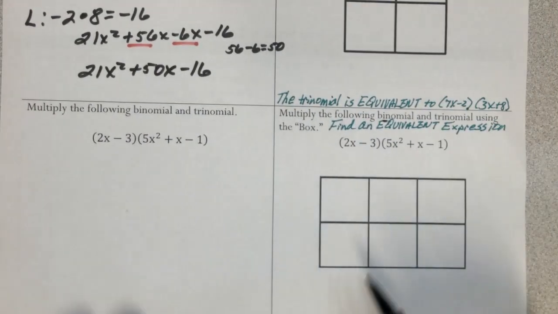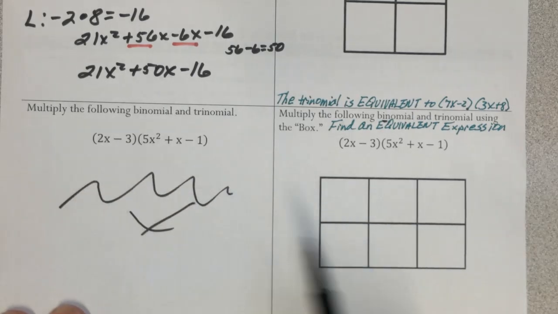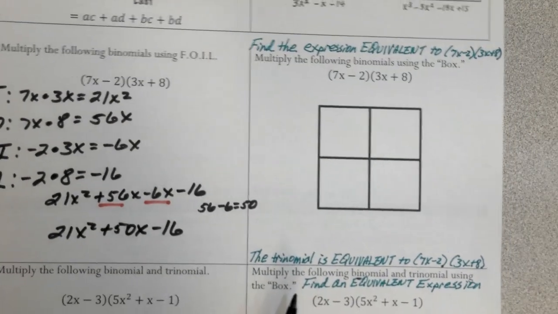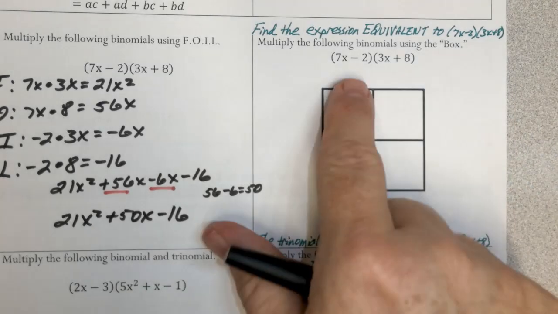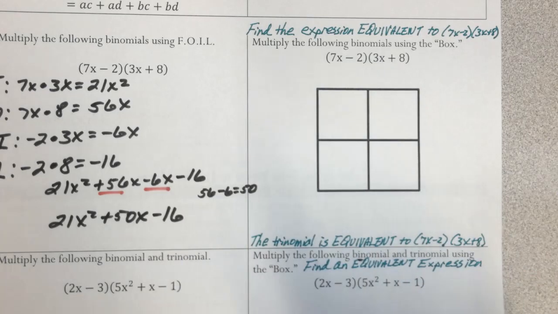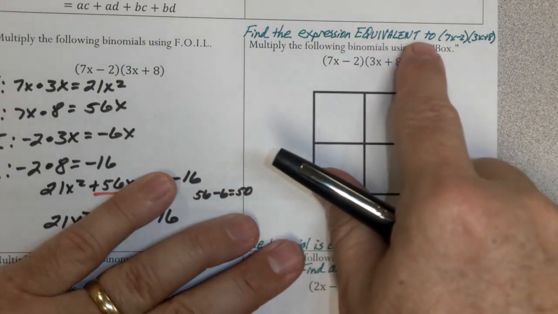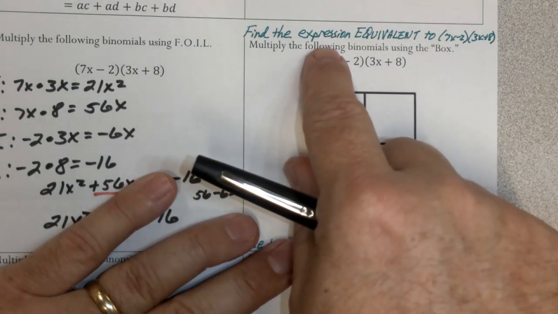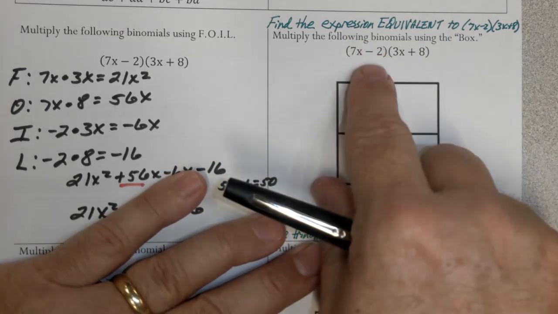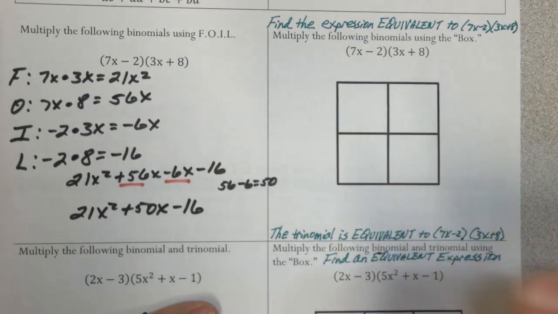Okay, so next we want to tackle a binomial times a trinomial. We don't want to use FOIL for that, so we're going to skip that box. But first, let's multiply a binomial times a binomial using the box method. Go ahead and pause the video, and I want you to write this sentence above this one. Pause the video and write it now. Okay, so now we want to multiply these two binomials using the box method.